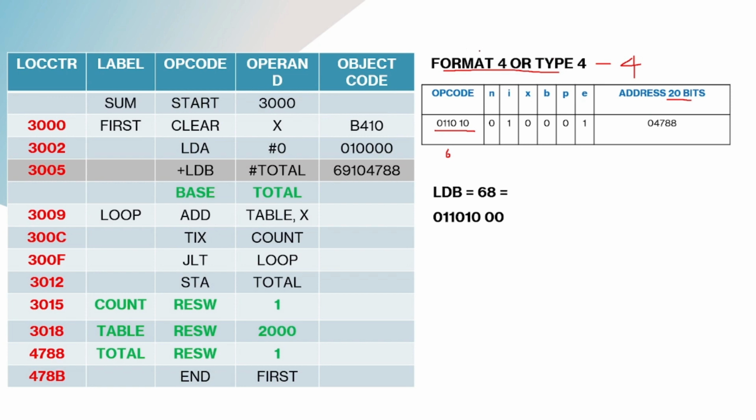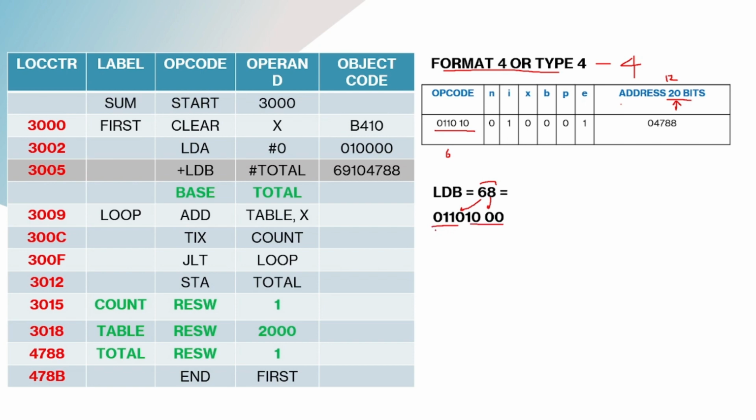Before, in format 3, we were taking displacement, right? But now we'll take in the address directly. And note that this is of 20 bits. Previously, the displacement was of 12 bits. Now, moving ahead, we have LDB, right? So LDB is represented by 68. So 6 and 8.